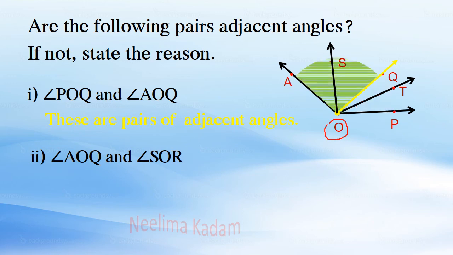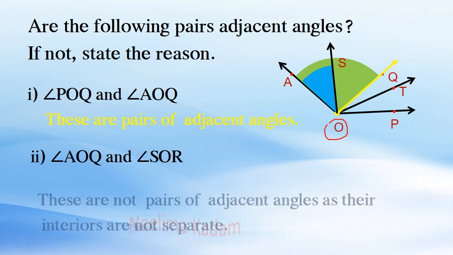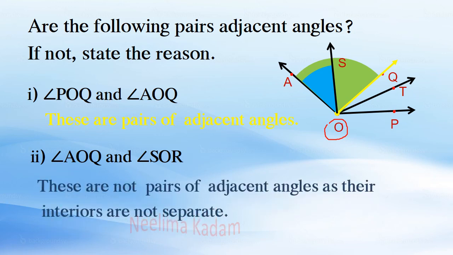Next one, angle AOQ and angle SOR. See here, these are overlapping each other, right? They have a common vertex. So these are not a pair of adjacent angles as their interiors are not separate, right?